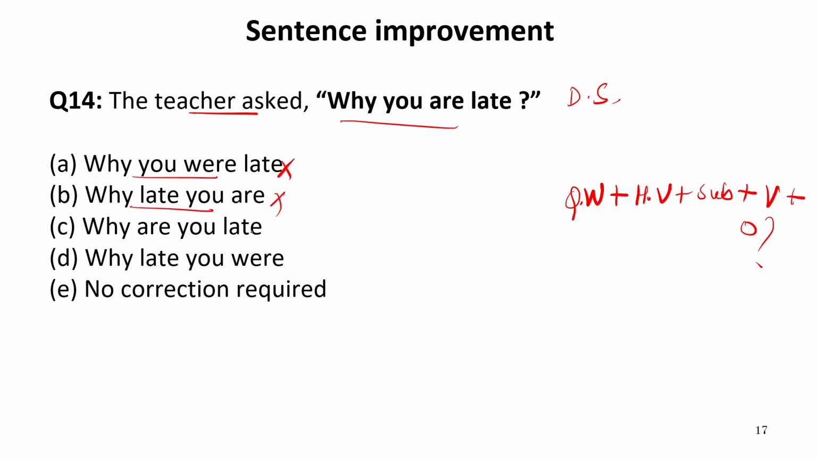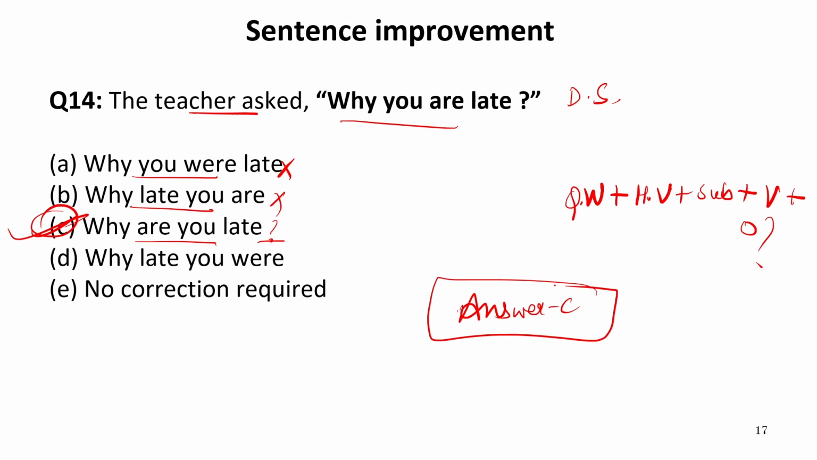So why you were late is again incorrect. Why late you are? No. Why are you late? So this will be the correct answer. And after this we will have a question mark. So our answer is C. This is the correct answer. The teacher asked, why are you late? This will be the correct answer. Now, why late you were, other structures are not correct grammatically. Now let us move to the next one.